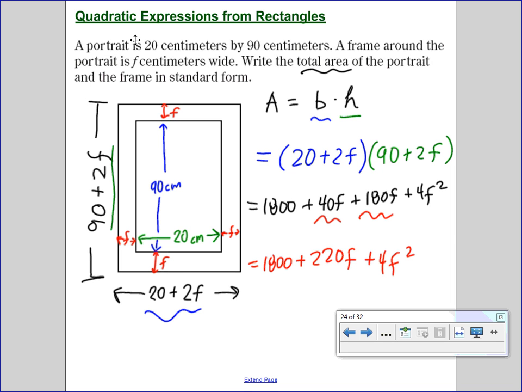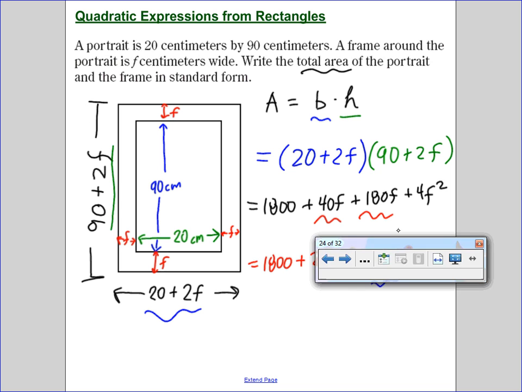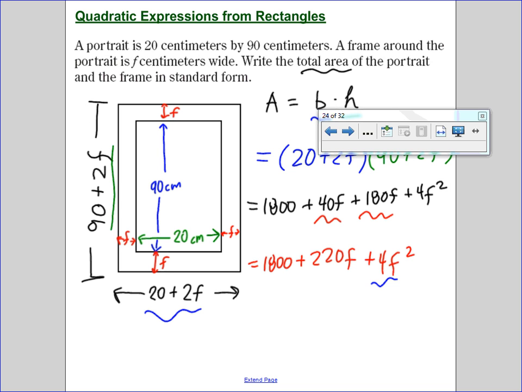Box it? No, not standard form. In order to be in standard form, how do we need to arrange this? You have to have 4f squared first. Absolutely, thank you. That's perfect. We need to have our dominant term, our highest degree term first, and then descending order. So my final answer would be 4f squared plus 220f plus 1800. Nice job, you guys. Now we can box it.